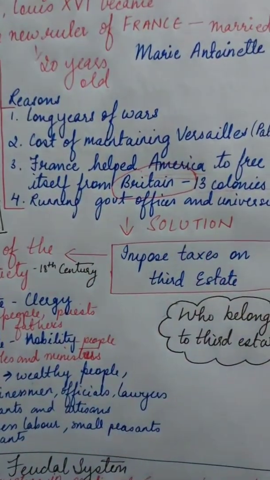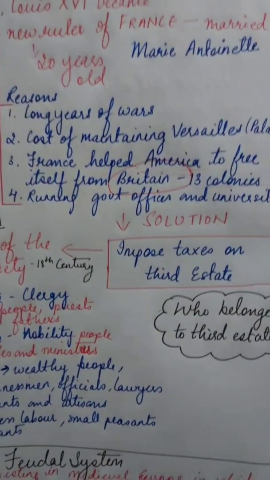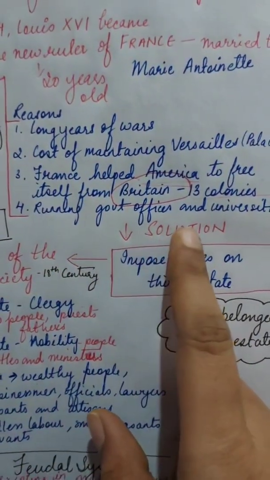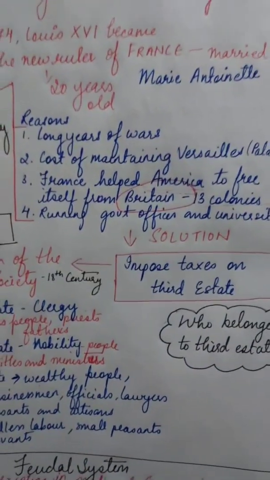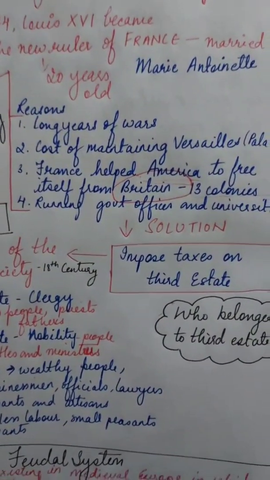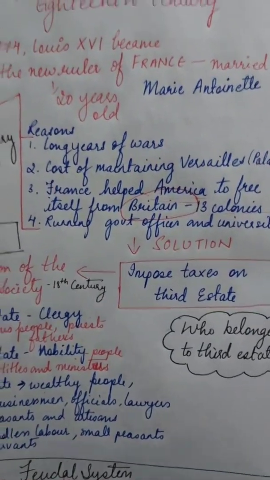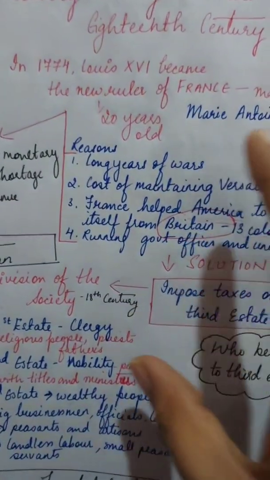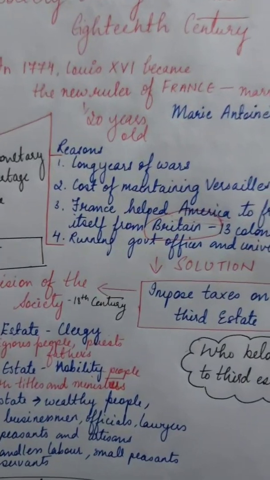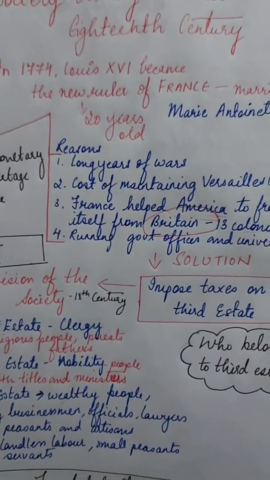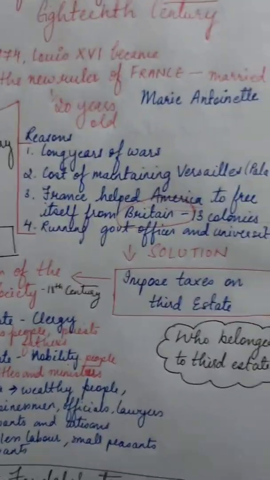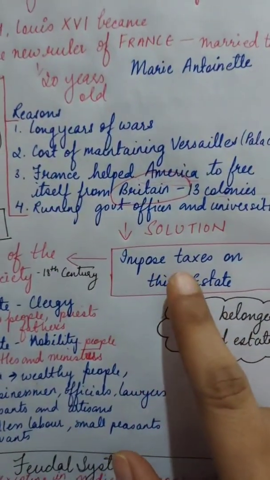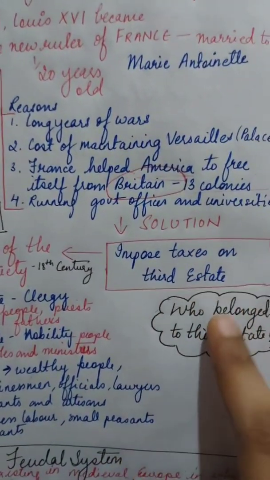Moreover, there were daily expenses which were to be met. Running of government offices and universities also added a burden on the king for bringing monetary resources in the country. The country was facing an acute shortage of financial resources. So King Louis found a solution. The solution was to impose taxes on the third estate.